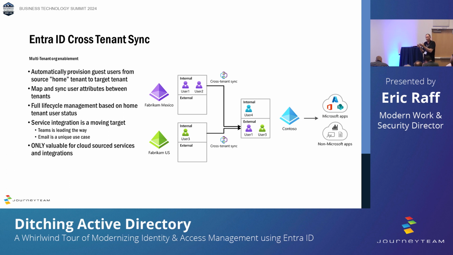Therefore, the only thing you really know on that guest object, do you know a first name? Do you know a last name? Do you know a department? Do you know a title? You don't know any of that, right? With cross-tenant sync, the source tenant, you can push all of that lovely, rich attribute data onto the guest user in your house. Okay? Question, please?